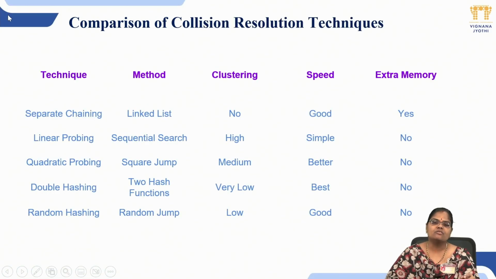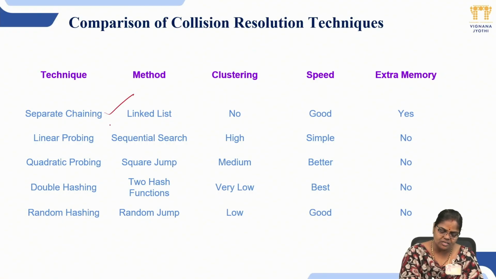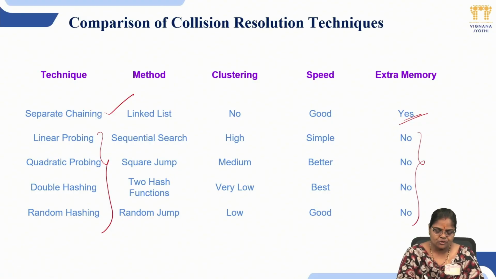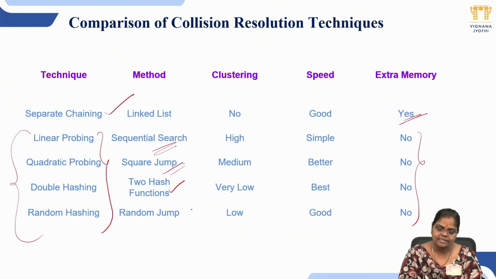Proceeding further, a comparison of all the collision resolution techniques. As we have already said, separate chaining, when compared with open addressing, uses additional memory, whereas in all these open addressing techniques there is no additional memory. Proceeding further, when we consider the open addressing techniques, in linear probing we have sequential search. In the case of quadratic, we go for a square jump. In the case of double hashing, we use 2 hash functions. In the case of random, we use a random jump.